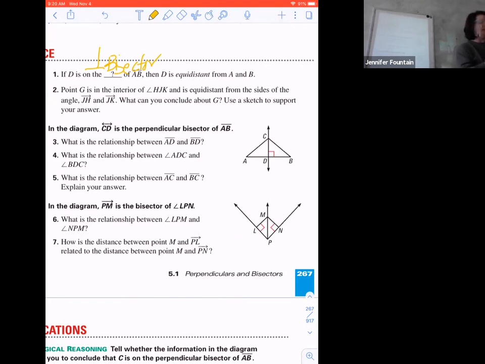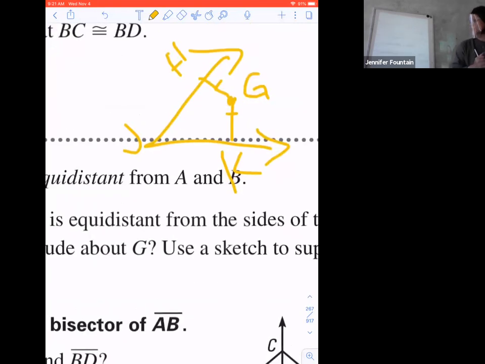Okay, so it says point G is on the interior of angle HJK. So I'm going to draw angle HJK. And they said G is on the interior, so that means I've got point G. And they said that it is equidistant from the sides, so that means there and there. I know my drawing isn't perfect, so it's not going to be exactly proportional. I've drawn my angle. Point G is equidistant from each side.